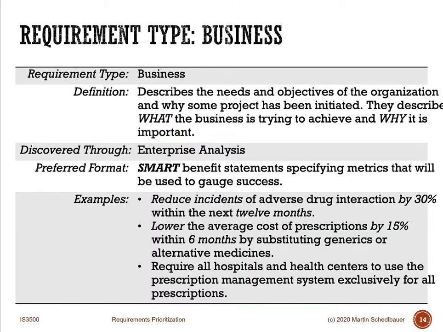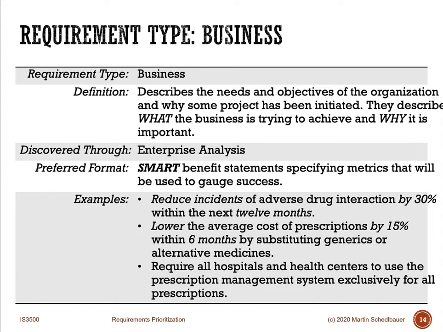So business requirement is the one that you find often at the very beginning. That's the one you get when you talk to high-level business stakeholders, executives, managers, directors, vice presidents, and so on. Maybe clients if you're in a consulting environment. But business requirements describe the needs and the objectives of the organization and why some project has to be carried out. They describe what the business is trying to achieve and why it is important. That's discovered through enterprise analysis.